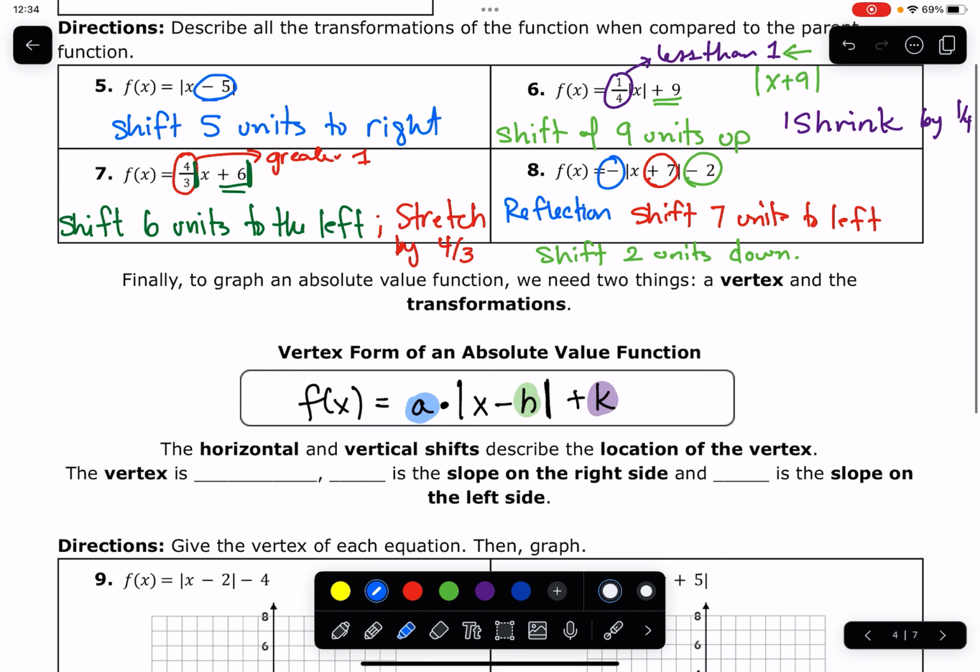So the horizontal and vertical shift describes the location of this vertex. And your vertex, (h, k), is your vertex. So as an x and y value, h and k, whatever these numbers are, will describe again the location of your vertex, the shift of the graph.